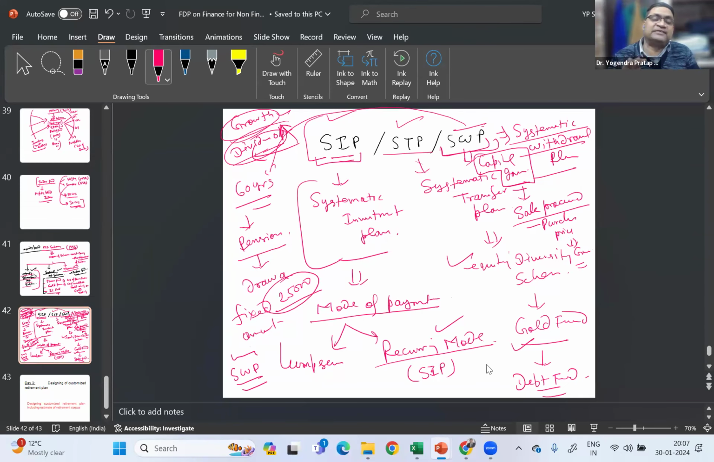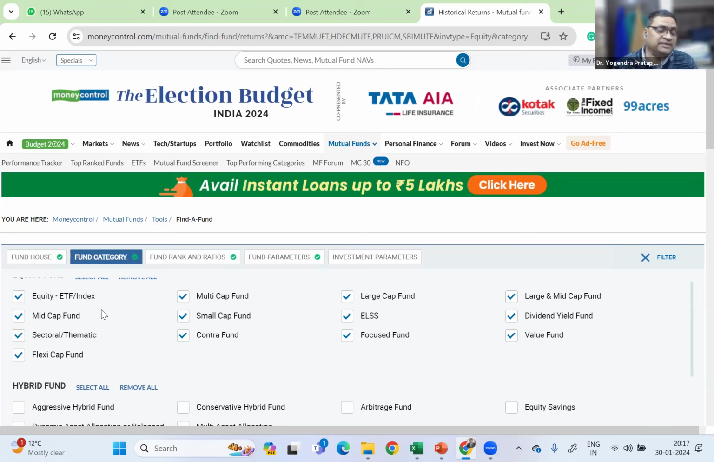Now come to fund category. Now these are the fund categories. Now you want to invest in large and mid cap. ELSS means if you want to save tax, you can choose the equity linked saving scheme. This is the tax saving mutual fund scheme. So suppose you are interested in an ETF. This is the innovative product which I was talking about.